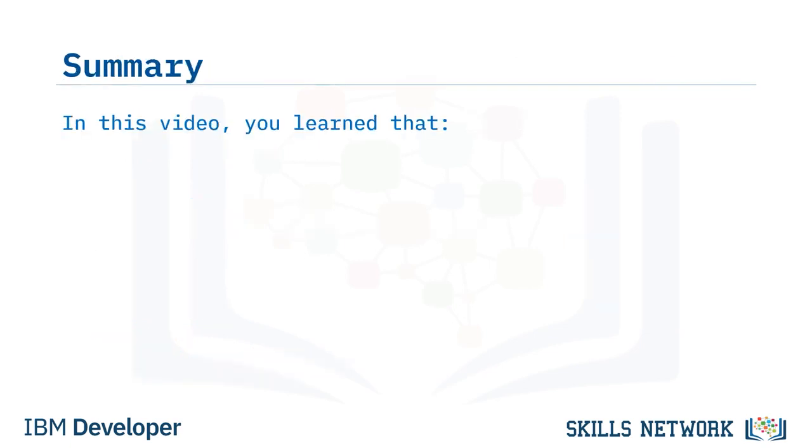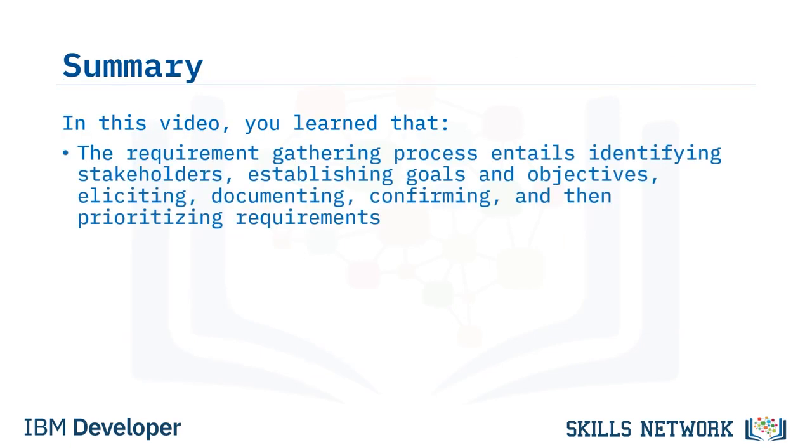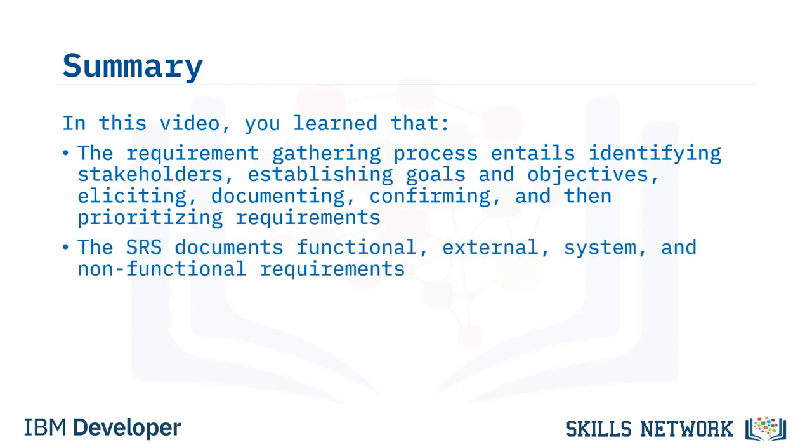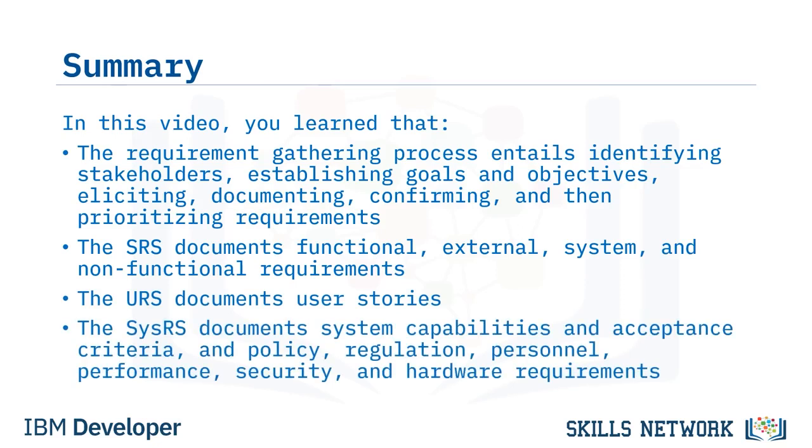In this video, you learned that the requirement gathering process entails identifying stakeholders, establishing goals and objectives, and eliciting, documenting, confirming, and then prioritizing requirements. The SRS documents functional, external, system, and non-functional requirements. The URS documents user stories. And finally, the SysRS documents system capabilities and acceptance criteria, and policy, regulation, personnel, performance, security, and hardware requirements.